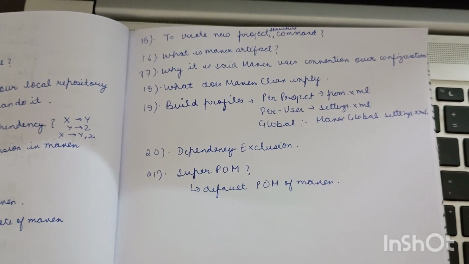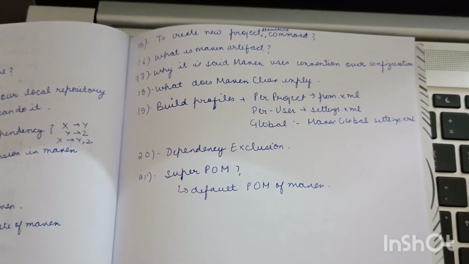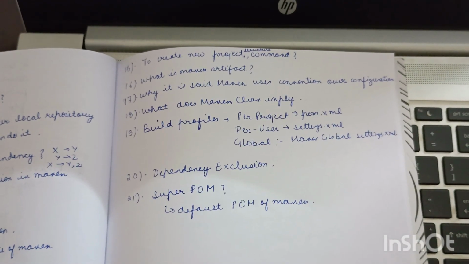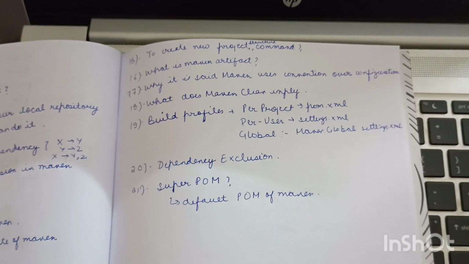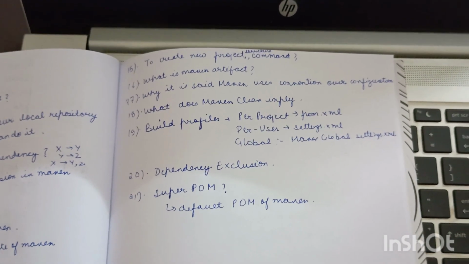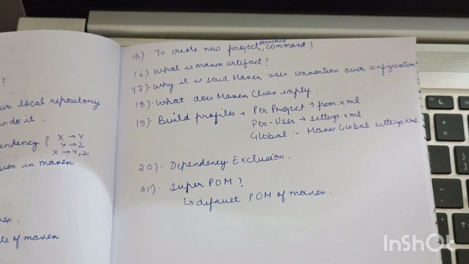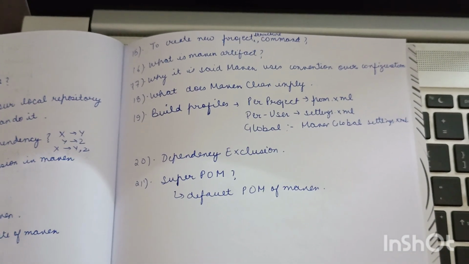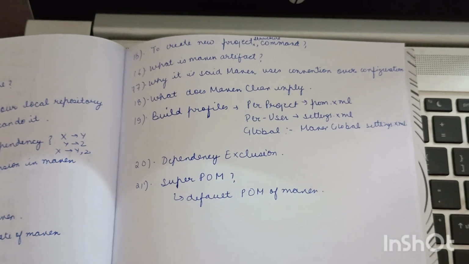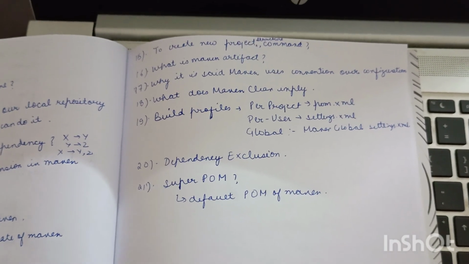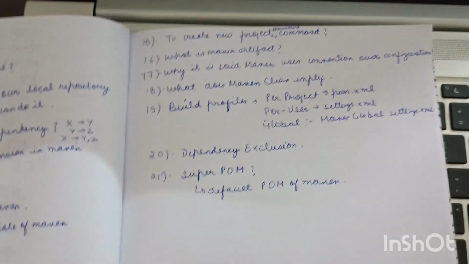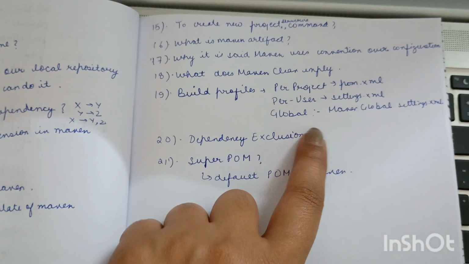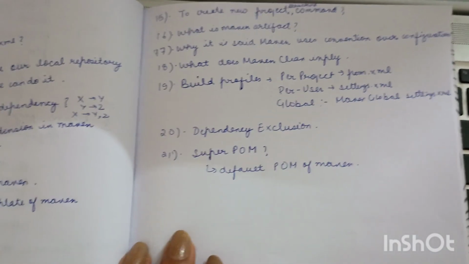Why is it said Maven uses convention over configuration? As I said already, it follows a predefined project structure, and the developer just has to write the code. Then, what does Maven clean imply? It will clean the old builds from the target folder. Then build profiles: per project in pom.xml, per user in settings.xml, and global in the Maven global settings.xml.